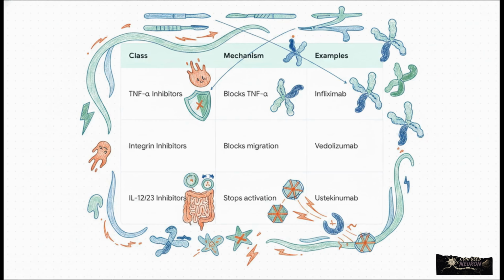If those happen to fail, we have alpha-4 integrin inhibitors like vedolizumab. These guys literally block the leukocytes from migrating into the intestinal mucosa in the first place. And then we have IL-12 and 23 inhibitors like ustekinumab that stop lymphocyte activation entirely. They just surgically dismantle the inflammatory response.